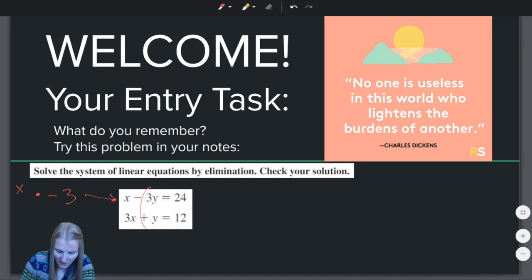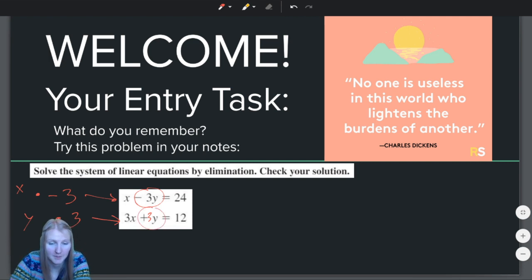Let's look at the y's, see if that's easier. Well, I have 3y in the top equation, and I have y in the bottom equation, so I would need to multiply the bottom equation by +3. If I want the y's to cancel, I would need to multiply the bottom equation by +3, because I already have -3y, so I would want +3y on the bottom.